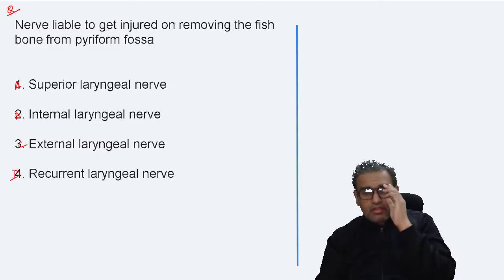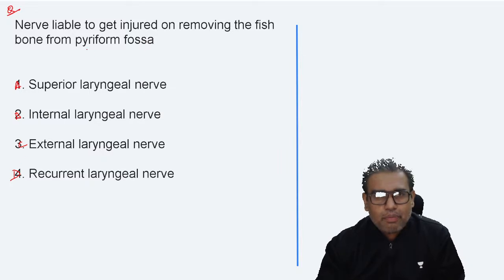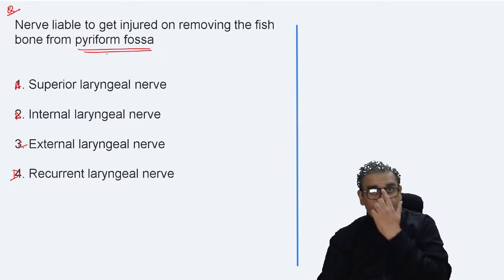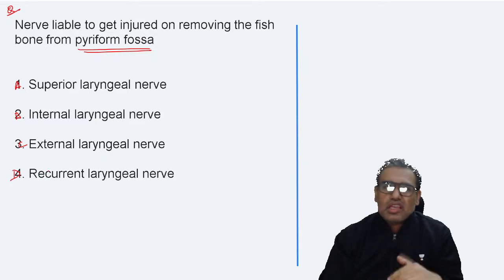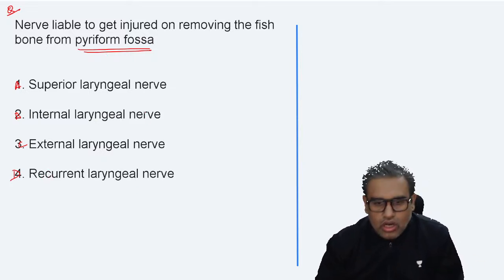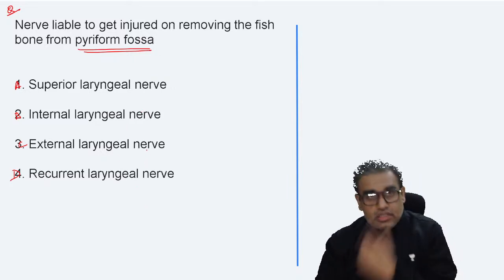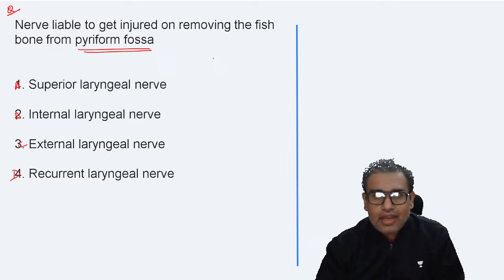The question goes: the nerve liable to get injured on removing a fish bone from the piriform fossa. If you are operating on the piriform fossa, it could be a fish bone or anything else, so what is the nerve liable to be injured? Options are the superior laryngeal, internal laryngeal, external laryngeal, or the recurrent laryngeal. Basically, the question is about the anatomy of the piriform fossa.